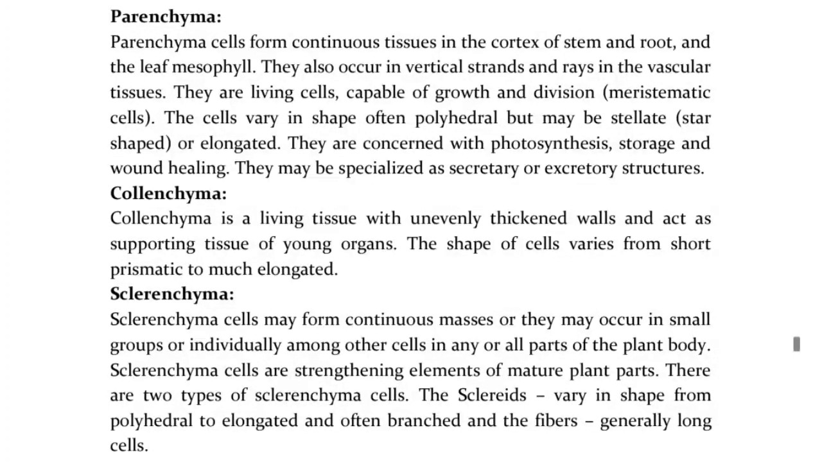Collenchyma. Collenchyma is a living tissue with unevenly thickened walls and acts as supporting tissue of young organs. The shape of cells varies from short prismatic to much elongated. Sclerenchyma. Sclerenchyma cells may form continuous masses, or they may occur in small groups or individually among other cells in any or all parts of the plant body. Sclerenchyma cells are strengthening elements of mature plant parts. There are two types of sclerenchyma cells. The sclereids vary in shape from polyhedral to elongated and often branched, and the fibers are generally long cells.